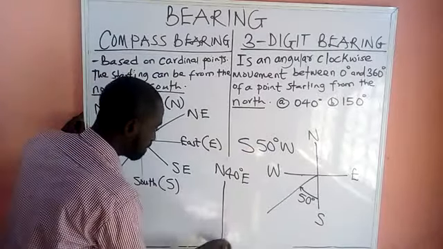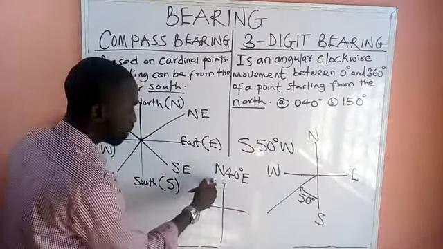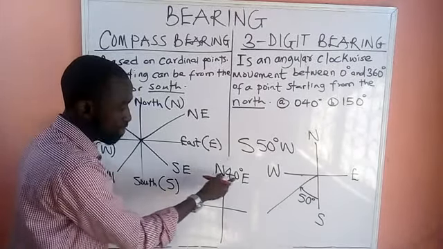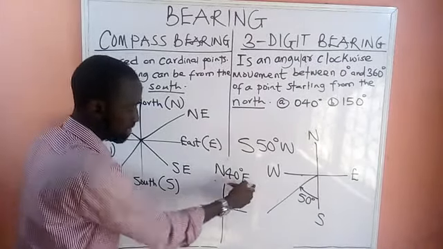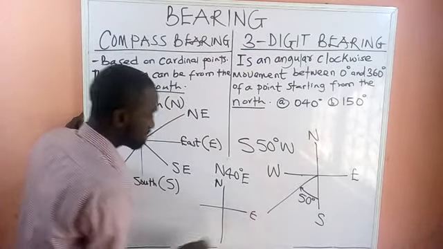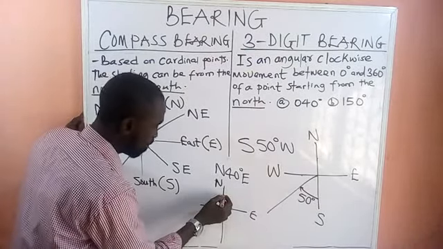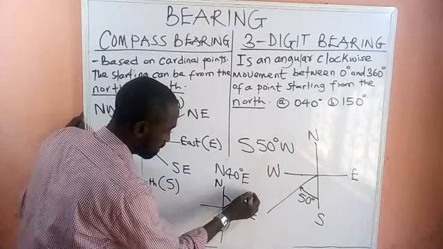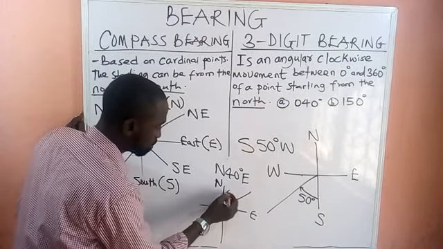So we have something like this. We're moving from the north. How many degrees? 40 degrees. Towards the east. So I'm looking for my north and my east. How many degrees am I moving? 40 degrees. This is not a scale. So here we have 40 degrees.